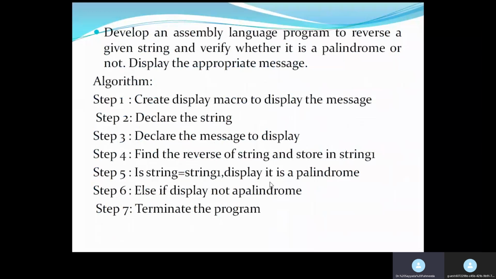The next program is to develop an assembly language program to reverse a given string and verify whether it is a palindrome or not. Display the appropriate message whether the string is a palindrome or not. In this case, we will use a macro, that is an inline function, to display the messages. We need to declare the string, and declare the messages which we need to display: enter the string, string is palindrome, string is not palindrome.